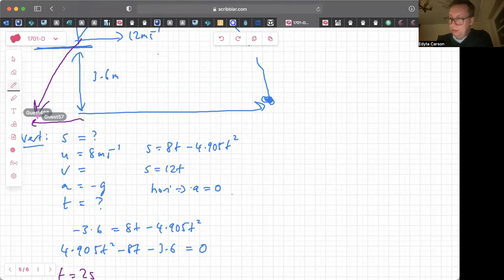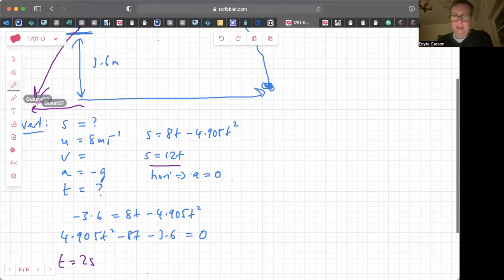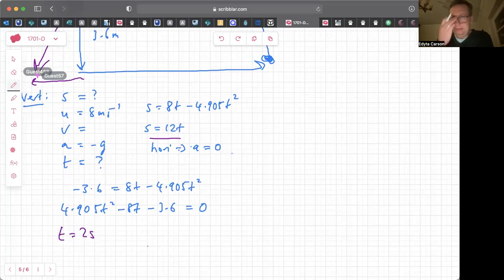All right. So we know that s equals 12t, so it's going to go 12 meters per second. So if you switch it in for 2 seconds, it's going to go 24 meters. So that's how far away it is. 24 meters. Just 12 times t.